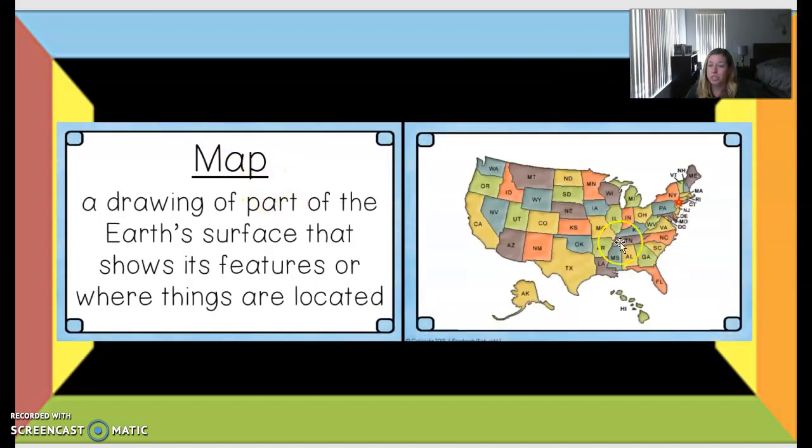A map, you guys were actually using this in this week's history lessons. A map is a drawing of part of the Earth's surface that shows its features or where things are located. So this is a map of the United States, and it has the abbreviations for all the states.